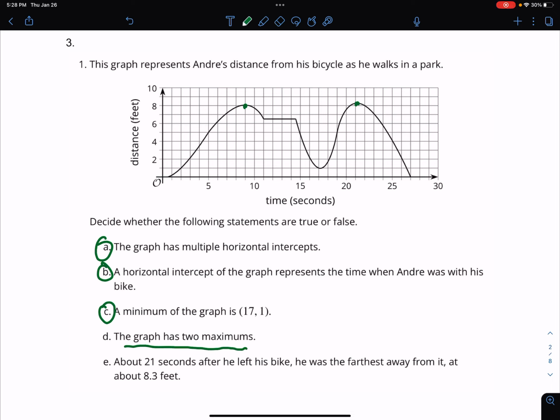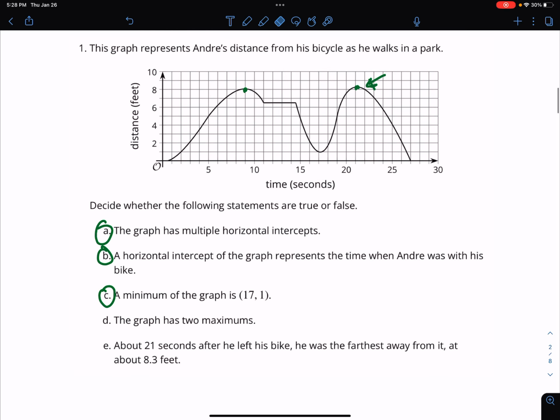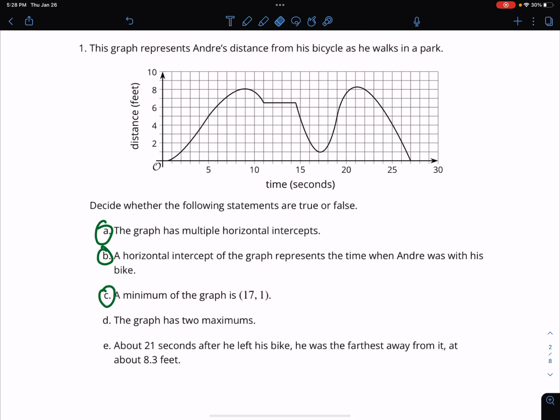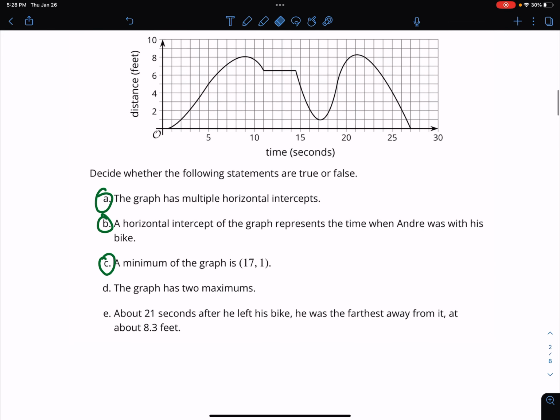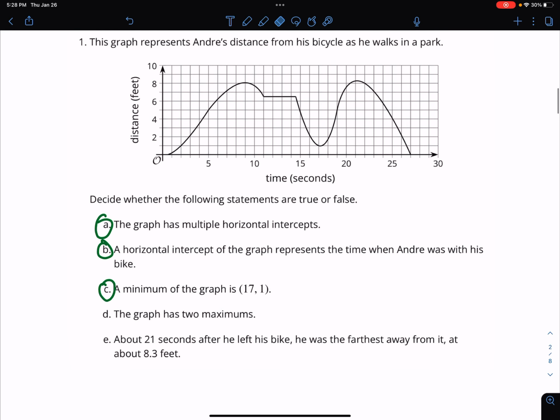But me personally, when I'm reading this question, I'm going to say that my maximum is right here, because this one's a little bit taller, after about 21 seconds. So I'm not going to pick that one. But there is some gray area. This could be arguable. You could make the claim that there are two maximums. Next, about 21 seconds after he left his bike, he was the farthest away from it at about 8.3.